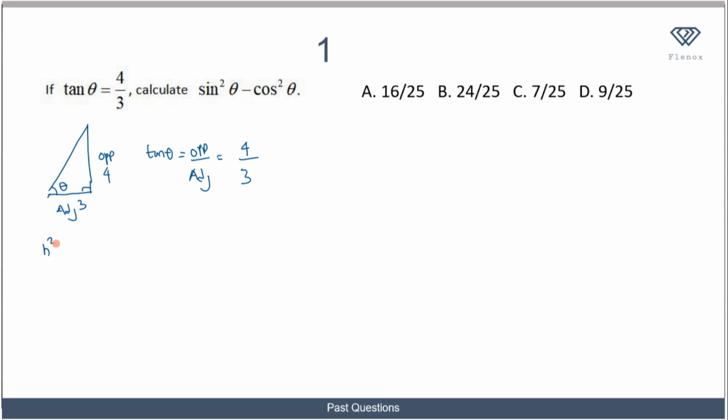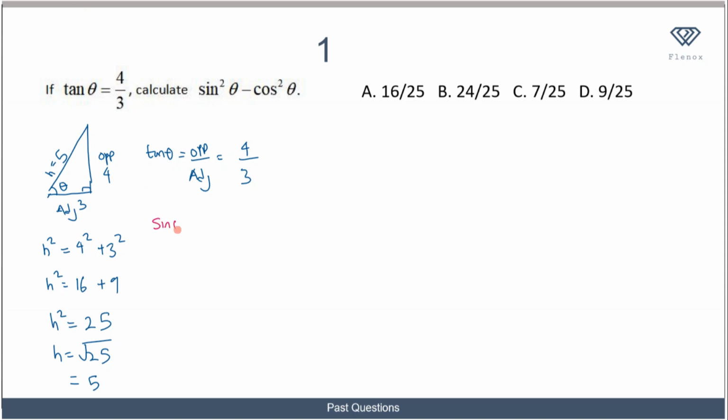Now I can calculate the length of the hypotenuse using the Pythagoras theorem. I can write that h squared is equal to 4 squared plus 3 squared, where h is the hypotenuse. So h squared will be equal to 16 plus 9, and h squared will be equal to 25. So h will be the square root of 25, and that is equal to 5. So now I know that the opposite is 4, the adjacent is 3, and the hypotenuse is 5.